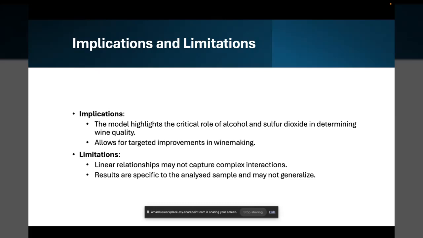Implications and limitations. Finally, the model has some important implications: alcohol and sulfur dioxide are critical in determining wine quality. These insights can guide winemakers to improve their products. The limitations are that we are using linear relationships. This model assumes linear relationships, so we may not capture more complex interactions. Also, the results are specific to the dataset and may not generalize to other examples.